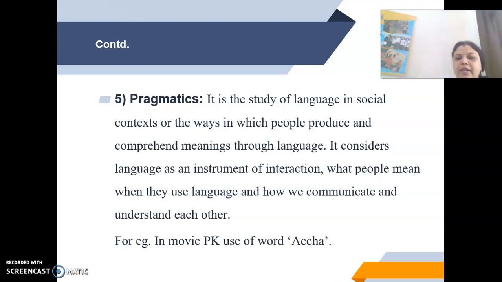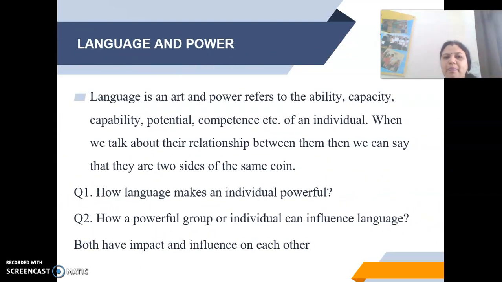For example, in the movie PK, the word acha was used in so many different senses, and at each and every place it reveals a different meaning as per the use of the word in different contexts. So all these 5 components are very essential to understand language and to use language in different contexts. Now I move towards another topic, language and power.